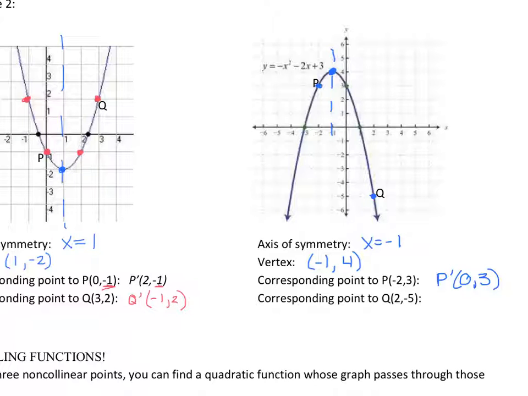And if we count over, so we don't get confused, 1, 2, 3 to the axis of symmetry, count 3 more, 1, 2, 3. Q apostrophe is -4, -5. Very good. Any questions?